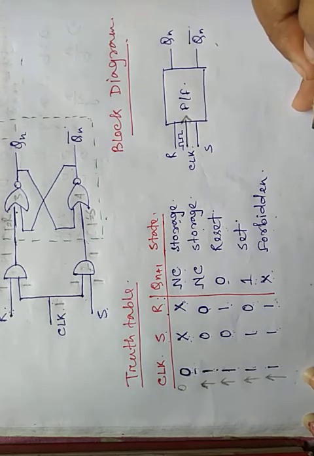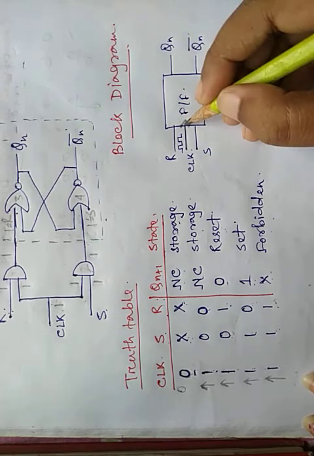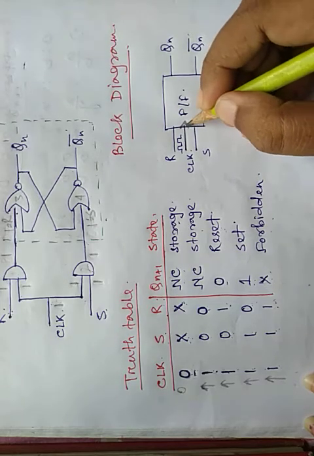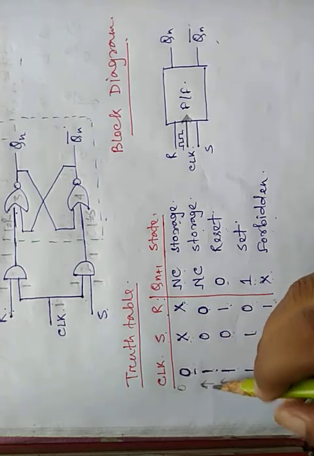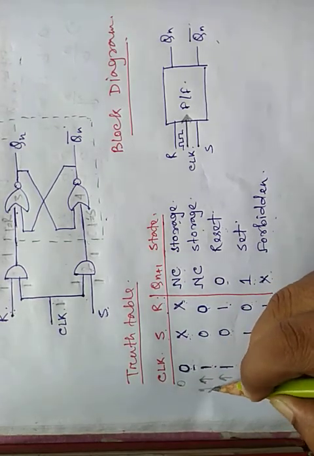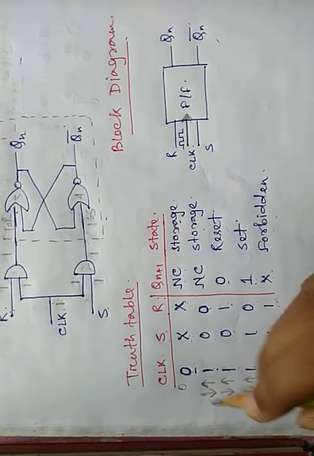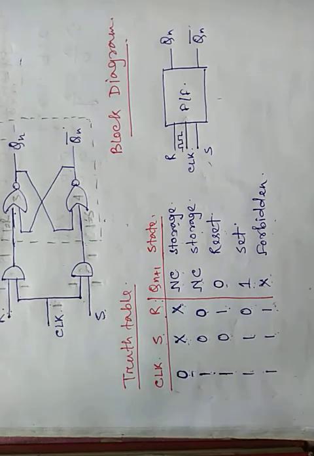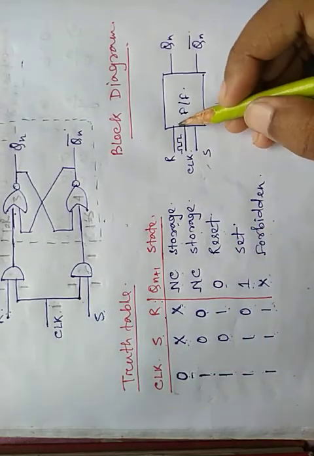There are two types of edge triggering, positive edge triggering and negative edge triggering. For negative edge triggering, we have to give one circle, and the arrow sign will also be inverted. This is negative edge triggering. By convention we write this. Here I have drawn only level triggering.